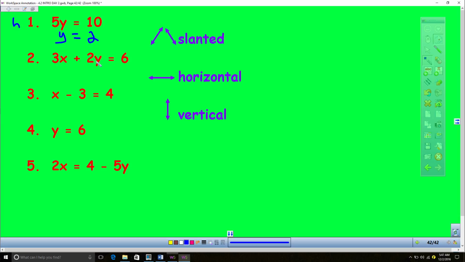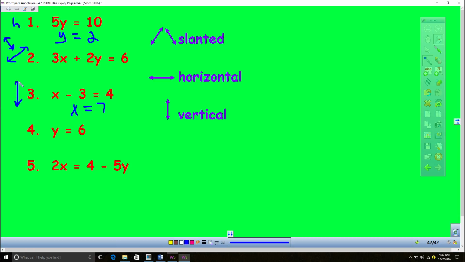Number 2 has both an x and a y, so I know it's a slanted line. It's either slanted up to the right or it's slanted up to the left, and we can determine that if we wanted to, but we're not going to do that at this point. Here in number 3, let's isolate the x. Let's add 3 to both sides. So this equation is really x equals 7, so it's an x line. Therefore, I know it's a vertical line.